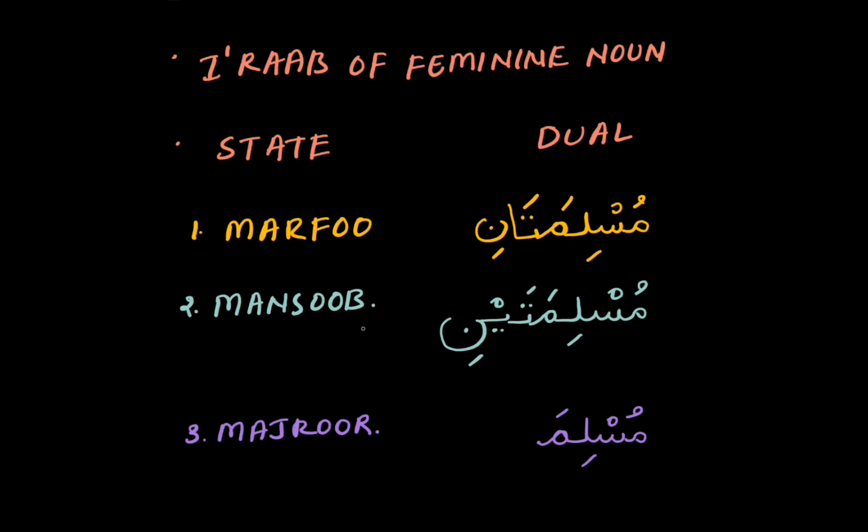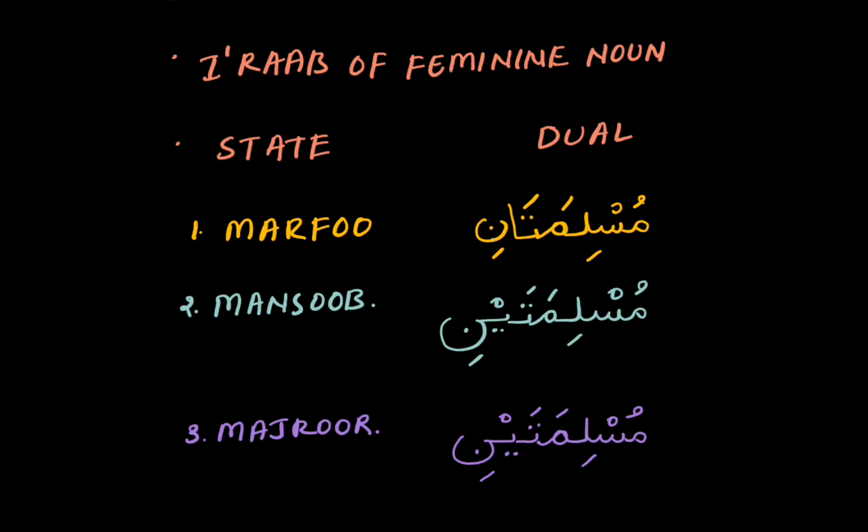Similarly, in the mansub state of the dual feminine nouns, the closed ta is opened and ya noon with a kasra should be added. So muslimataini, this is the mansub state of the dual feminine nouns. Similarly, in the majrur state also, you can see muslimataini, the closed ta at the end should be opened and ya noon with a kasra should be added. So these are the dual feminine nouns.